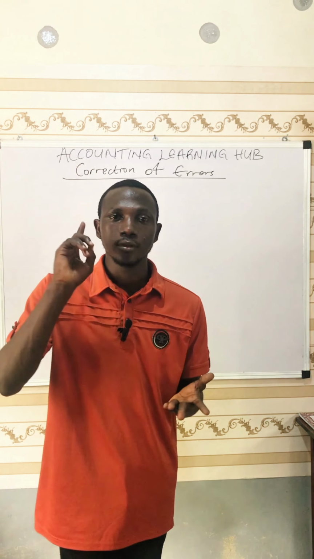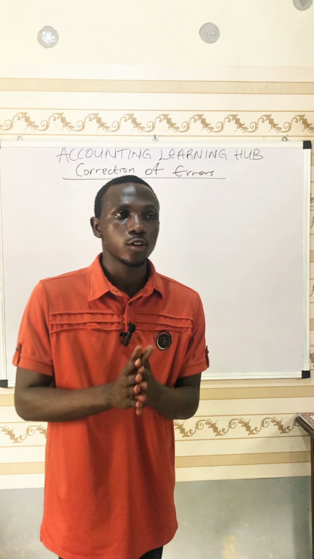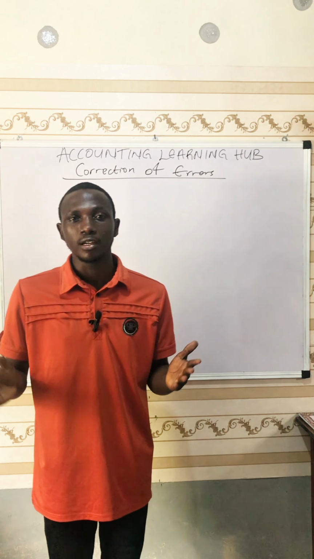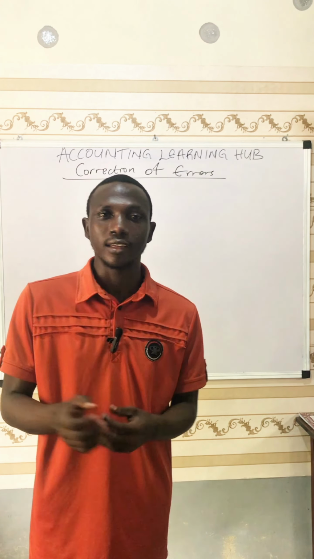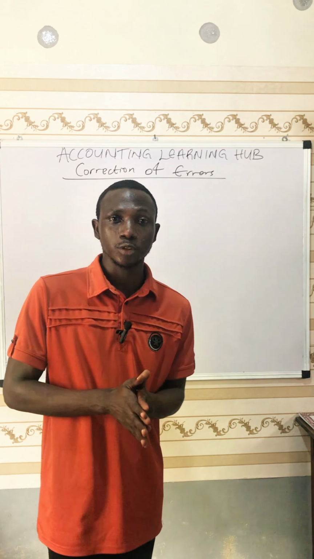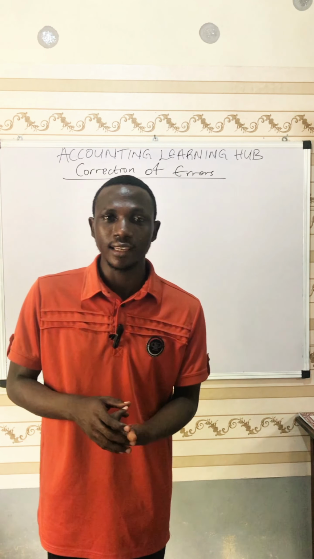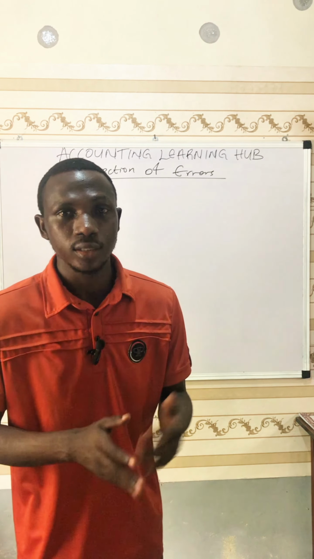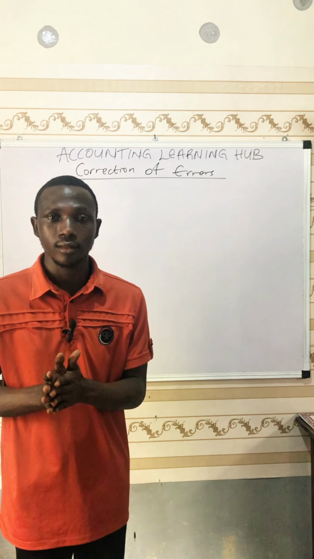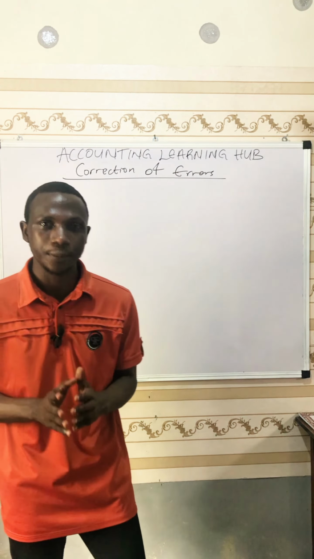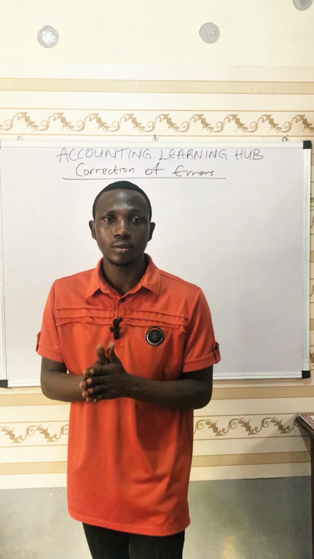We also have errors of principle. These errors of principle occur when we record a transaction in the wrong class of account. That is, instead of recording a transaction in the motor expenses account, we went ahead to record such a transaction in the motor vehicle account. Motor vehicle is an asset, while motor expenses is an expense. So they are in different classes of accounts.